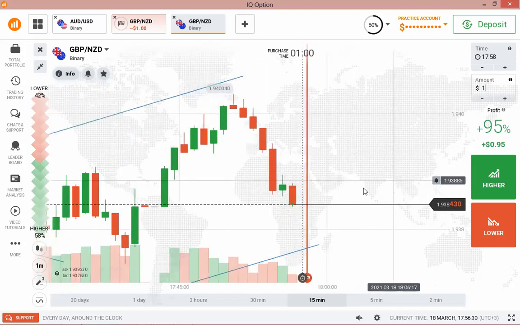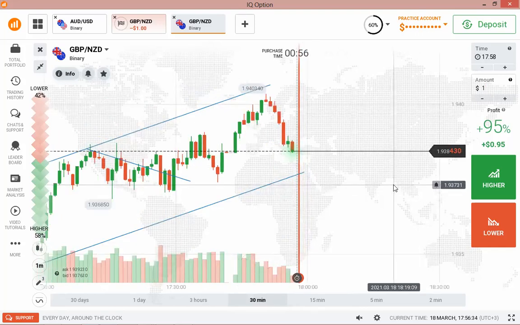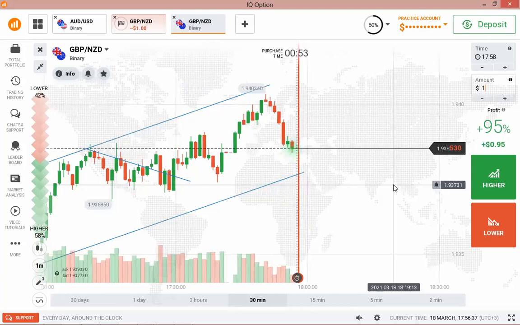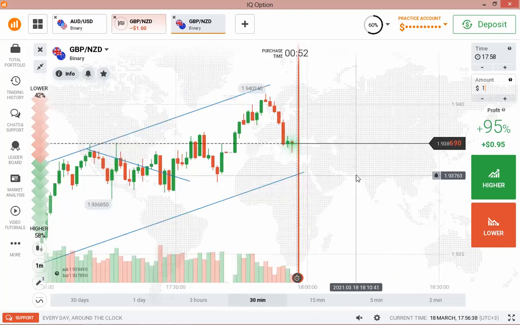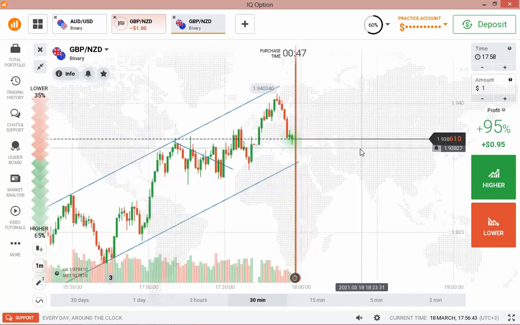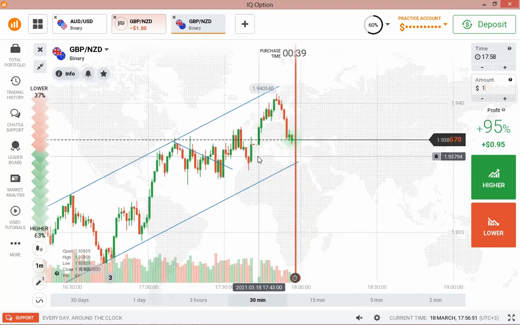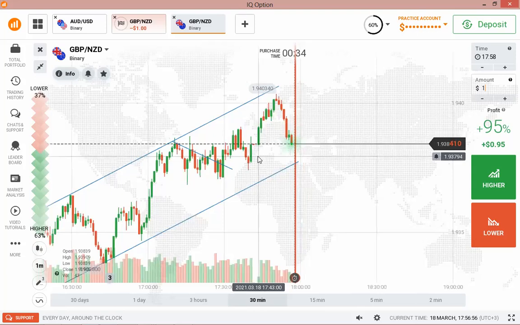So these are the rules in trading. Accept losses. Losses are very common in trading. Don't go against the rules. These are the rules you must follow, and this will guide you when you are trading binary options, because binary options are more dangerous than any other trading platform or any other trade.